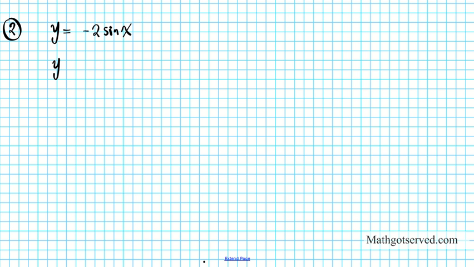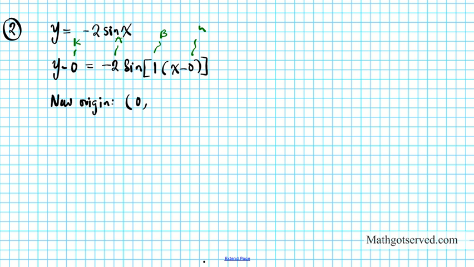This is going to be y minus 0 equals -2 sine bracket 1 x minus 0. Alright? So we know that this right here is k, this is a, this is b, and this is h. So h and k is a new origin. Let's write that down. New origin is hk, which is 0, 0.